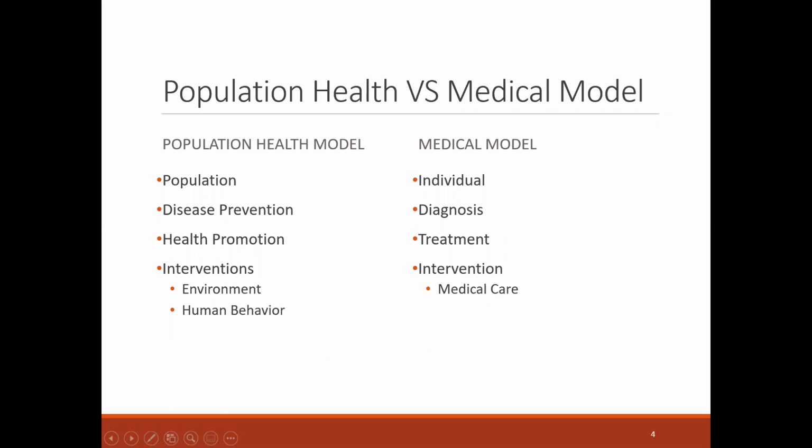So it's important to understand the population health versus the medical model. When we look at the population health model, we are looking at, just as it says, a population. We're really looking at disease prevention, health promotion, and interventions that are focused on the environment and human behavior, really trying to prevent diseases from happening. Then when we look at the medical model, we're looking more at the individual basis, looking at diagnosis, treatment, and intervention, which is typically the medical care. So oftentimes you may find that the medical model is addressing individuals after a disease has set in, and when we're looking at the population health model, we're looking at the prevention side of things.